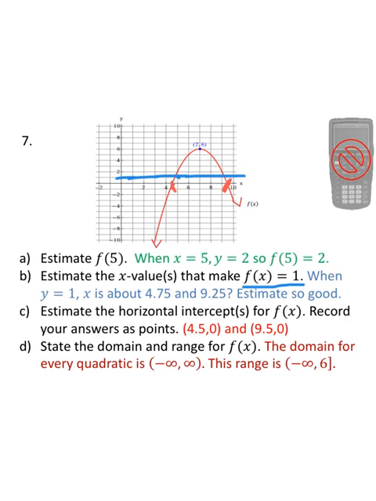State the domain and range. We know the domain for every quadratic is -infinity to infinity. Because this graph opens down, my range is -infinity all the way up to 6. And I use a square bracket on 6 because I can include that value.